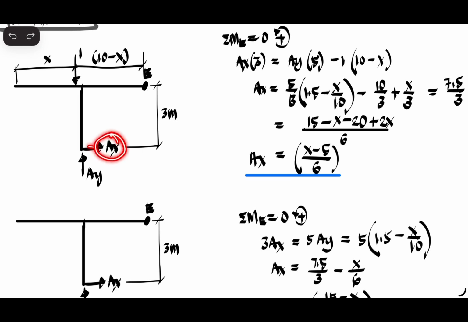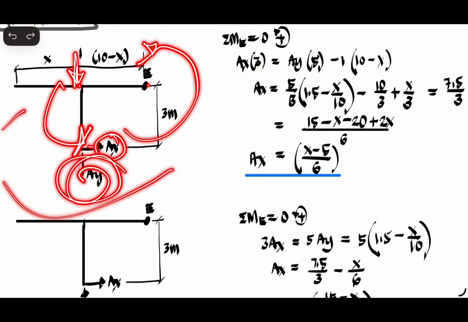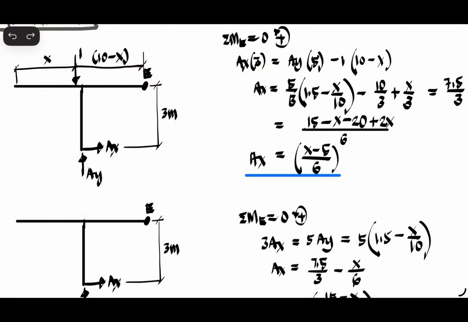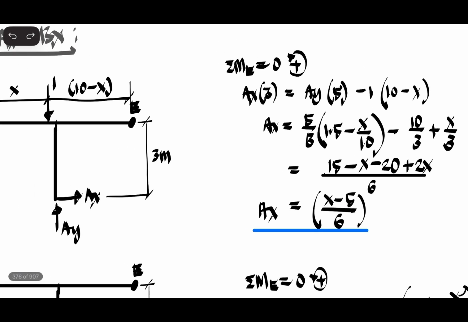Assume counterclockwise positive. So AX will rotate about E counterclockwise. The 1 unit load is counterclockwise. AY is clockwise rotation about point E. So we have AX times its perpendicular distance, 3, and then AY will rotate the opposite direction, so supposedly negative.